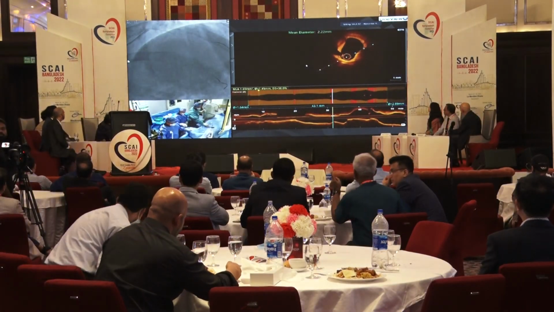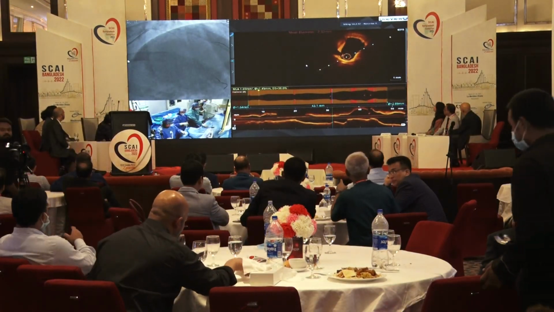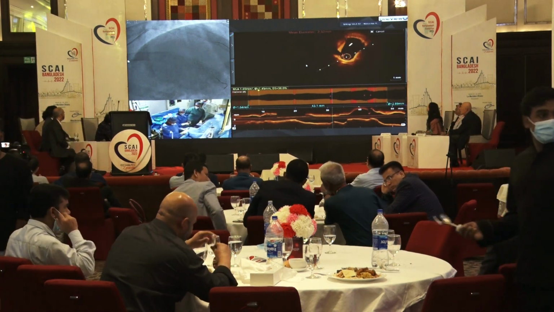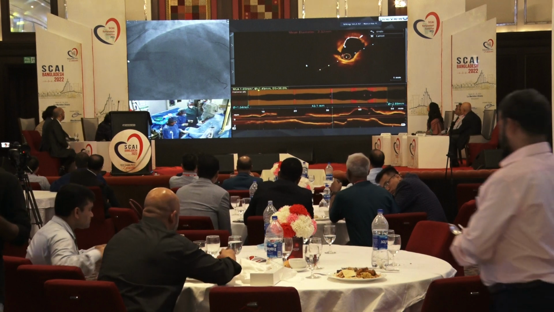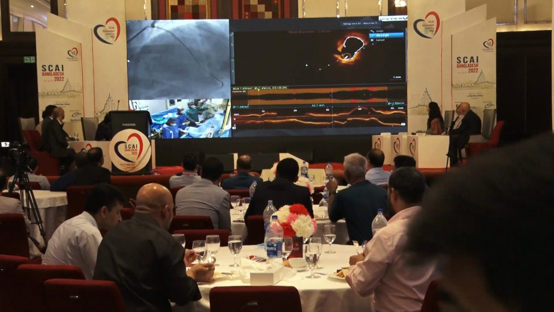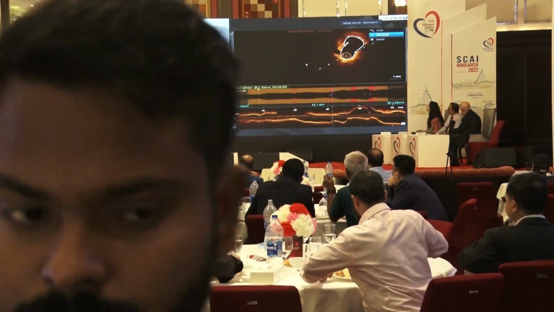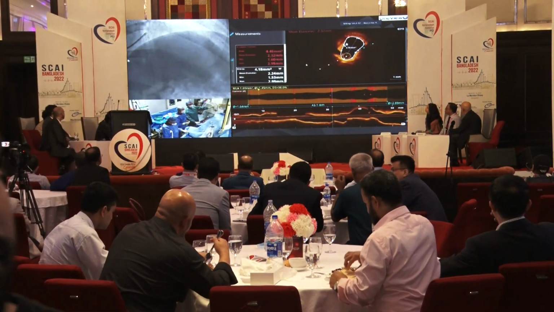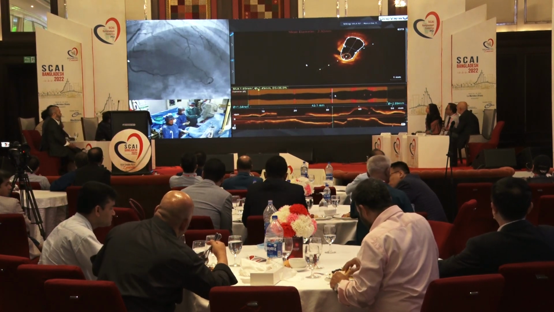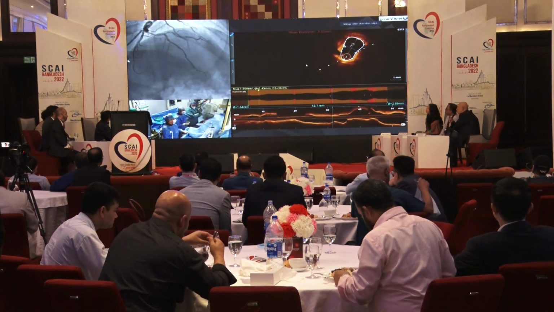What is this? This is a 2.5 balloon, but if you want to treat the diagonal, let's think about doing this diagonal first. What do you think? Do we have to treat it? We have only a mild or moderate ostial lesion on that diagonal. What do you think? Are we going to treat it?